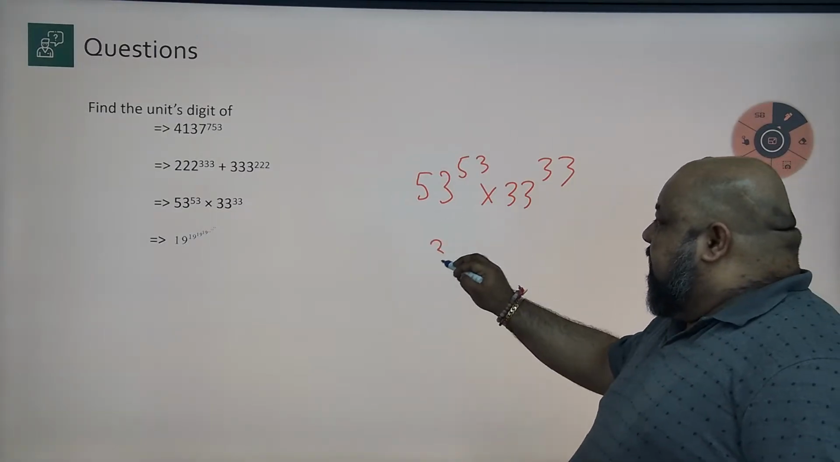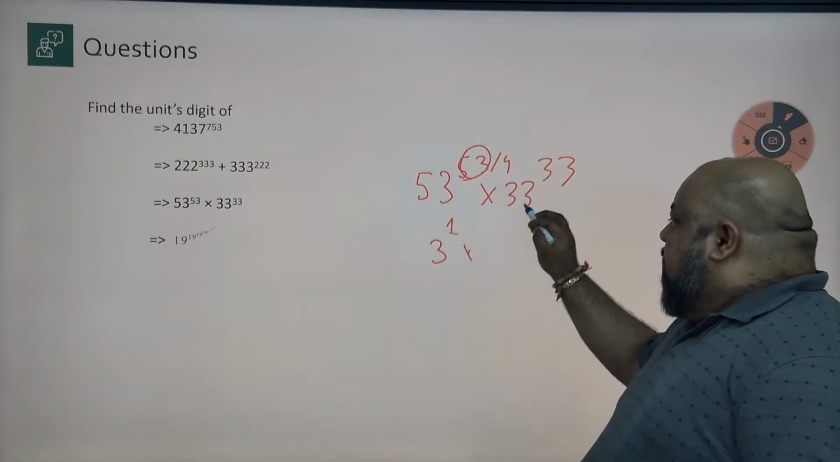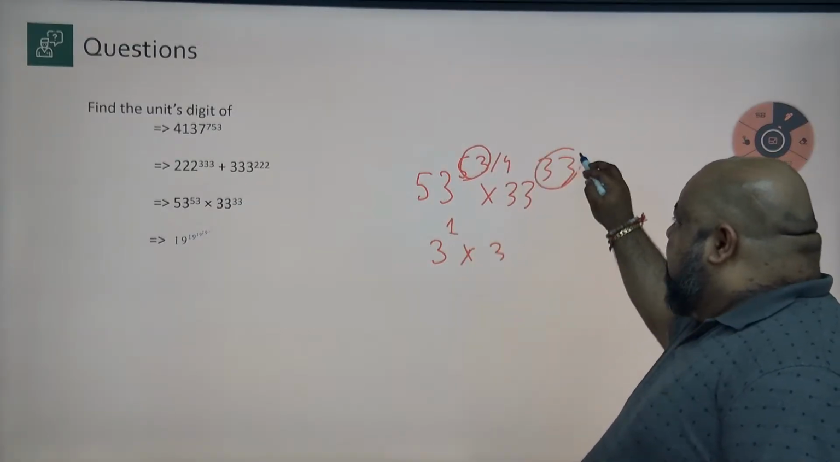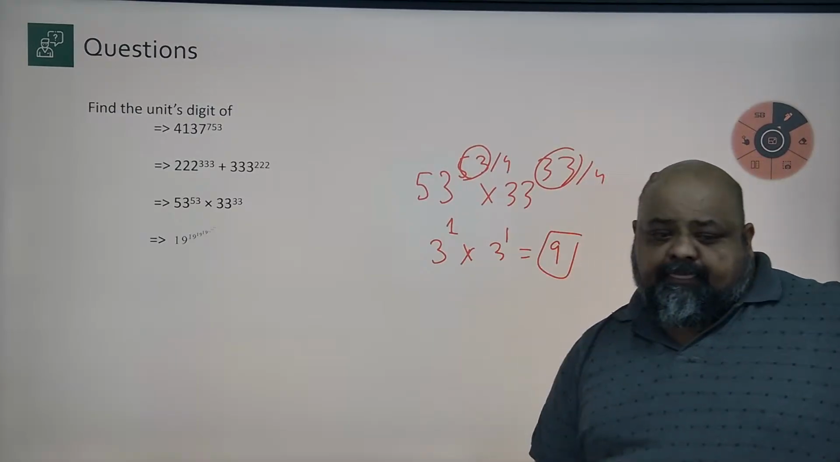So take this 3. Divide 53 by 4. Remainder 1. Take this 3. Divide 33 by 4. Remainder 1. 3 3s are 9. Done.